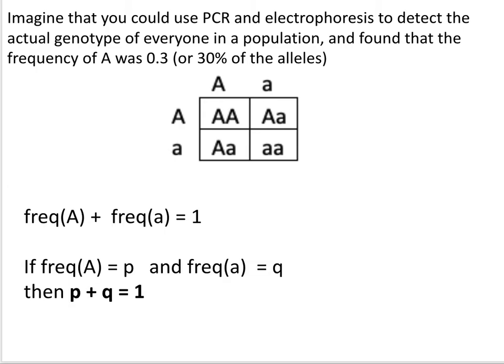Okay, so if we say that the frequency of big A, we call that P, and the frequency of little a, we call that Q, then P plus Q equals 1.